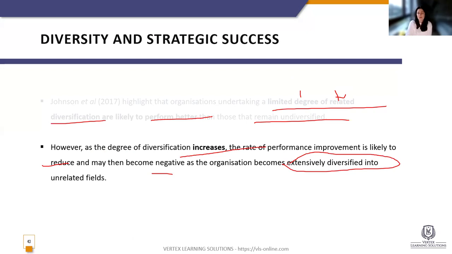And actually, when we're talking about diversification by means of acquiring something, unfortunately, acquisitions quite often destroy value. Quite often, the price that is paid for acquisitions is too high compared to the value.